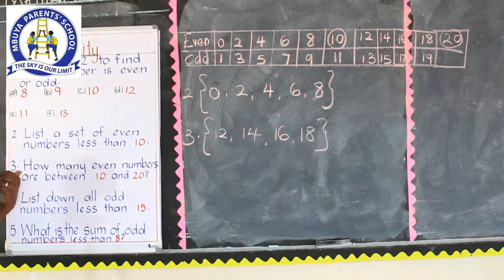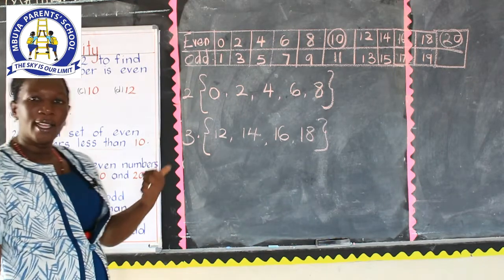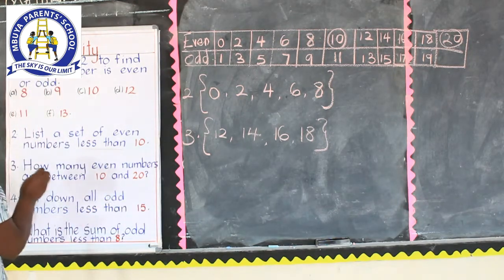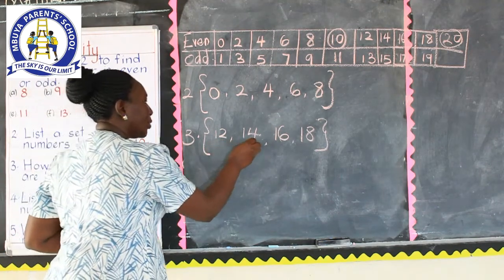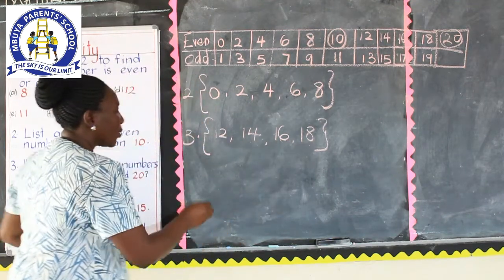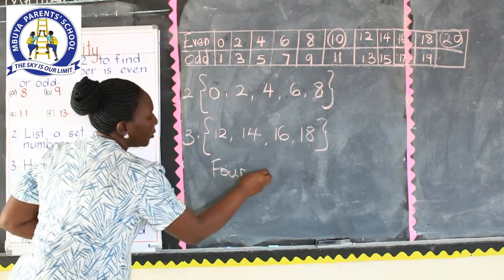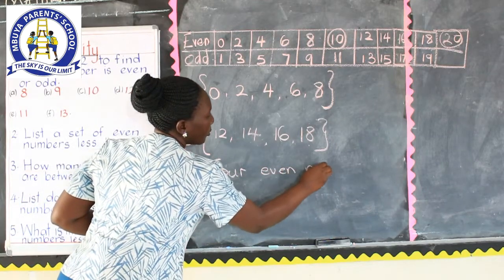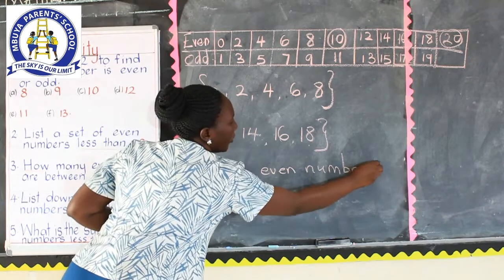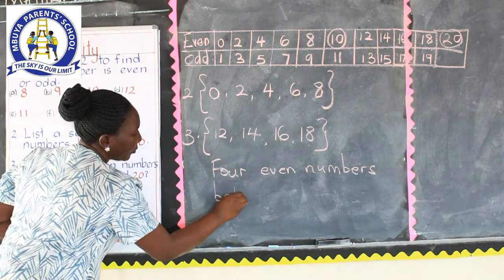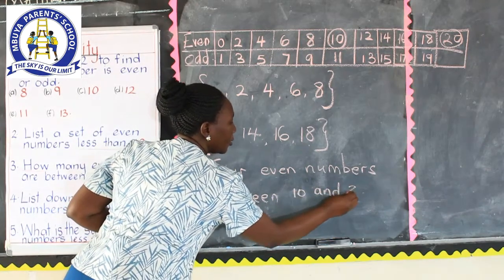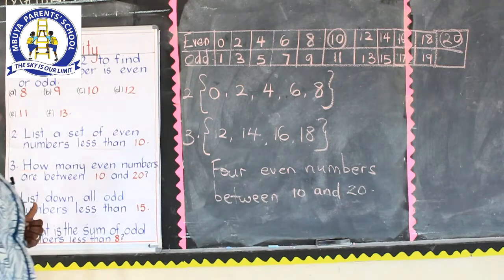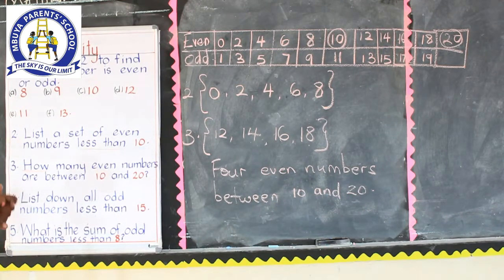Get back to the question. The question says, how many even numbers are between 10 and 20? Count them. Because of this word, how many? So this is 1, 2, 3, 4. So there are 4 even numbers between 10 and 20. That was nice. I saw many of you did it well.